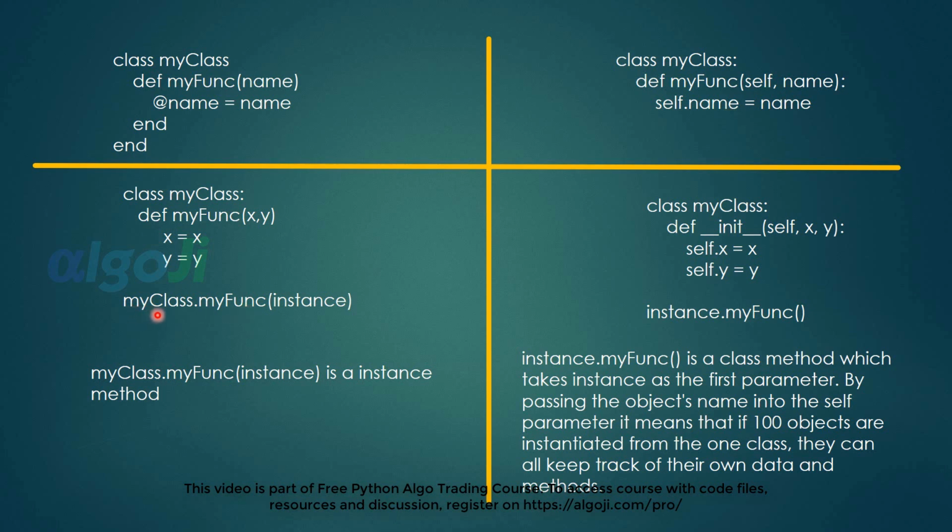In the older way, when you define myClass.myfunc, it is actually an instance method. In Python, you use the init constructor, and when you define instance.myfunc, it is a class method which takes instance as the first parameter. By passing the object's name into the self parameter, it means that if 100 objects are instantiated from the one class, they can all keep track of their own data and methods.